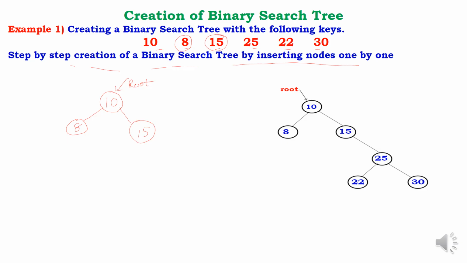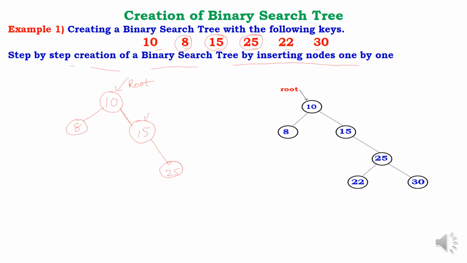Then add 25. Again start comparing with the root node. Is 25 to be added in the left subtree or right subtree? As 25 is greater than 10, it should come in the right subtree. But the right is already filled, there is a right node. Go to that node and start comparing with 25. Is 25 to be added as the left node of 15 or the right node of 15? As 25 is greater than 15, it should come on the right side of 15. The right side of 15 is empty, so it is added as the right node of 15.